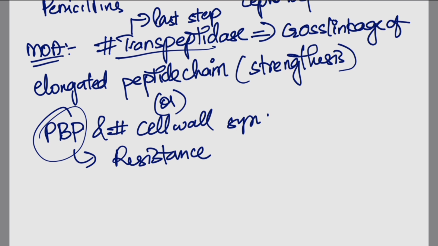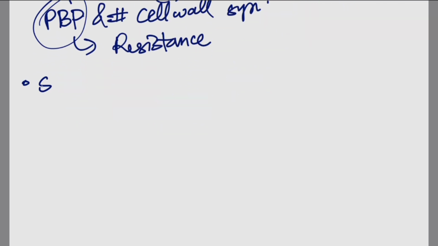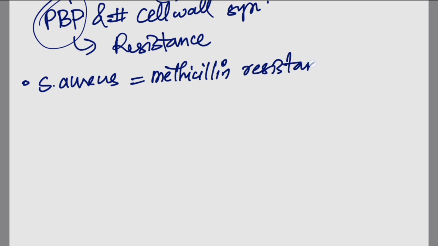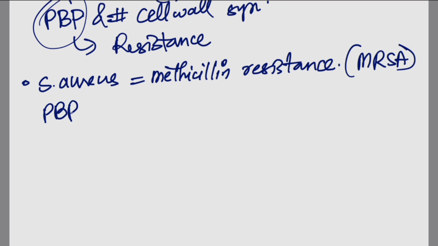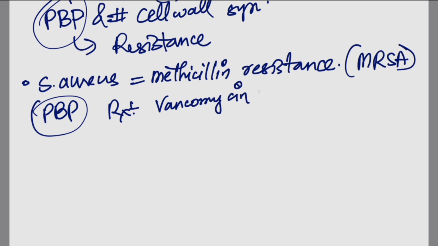Next we have Staphylococcus aureus, which is resistant to methicillin. Why is it methicillin resistant? That is MRSA, methicillin resistant Staphylococcus aureus. It is resistant to methicillin because it has an alteration in the penicillin binding protein. In this situation, the drug of choice is vancomycin. It belongs to the glycopeptide group.